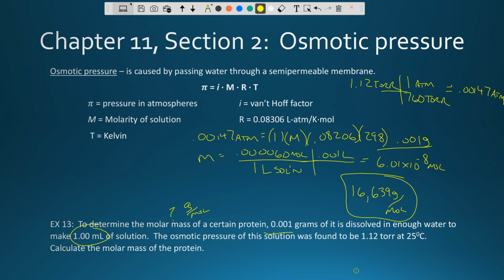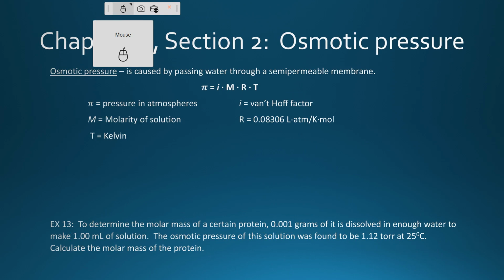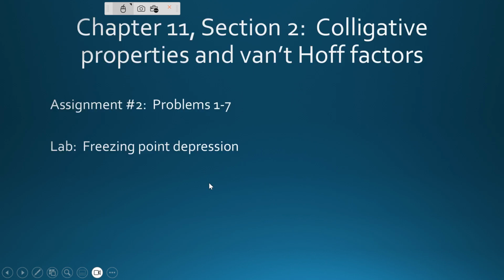And we are done. So with these problems, just know the equation, keep your head about you, get all those factors in there. You should be able to do problems 1 through 7, and then we'll be in lab doing a freezing point depression lab. So that's going to be pretty cool.